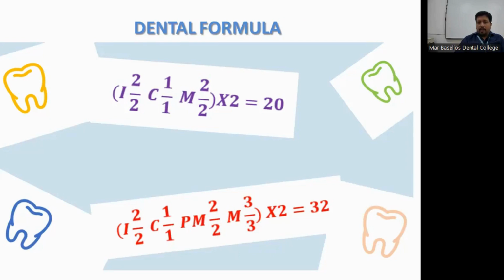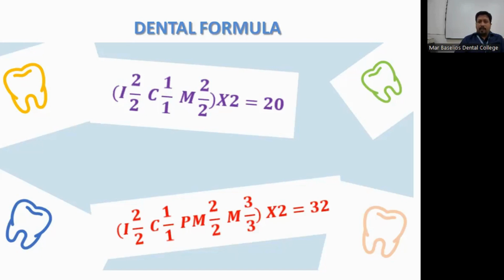So in an arch, we will be having two sides, right side as well as left side. If you consider one quadrant, then we will be having two incisors, one canine, as well as two molars. So if you consider an arch, 10 teeth will be there. If you consider the right side alone, there also we will be having 10 teeth. So the dental formula of deciduous teeth is written as incisors 2 by 2, canine 1 by 1, molars 2 by 2, and it is multiplied by 2. So total number will be 20. This is for deciduous dentition.